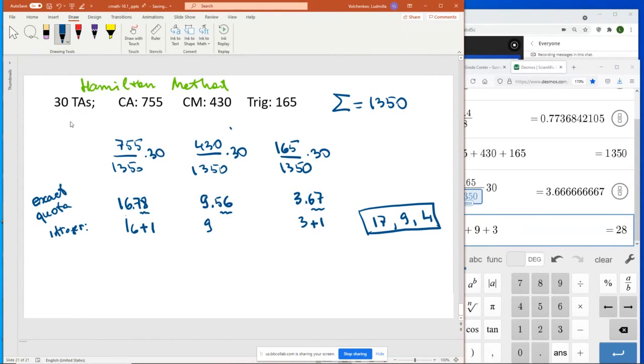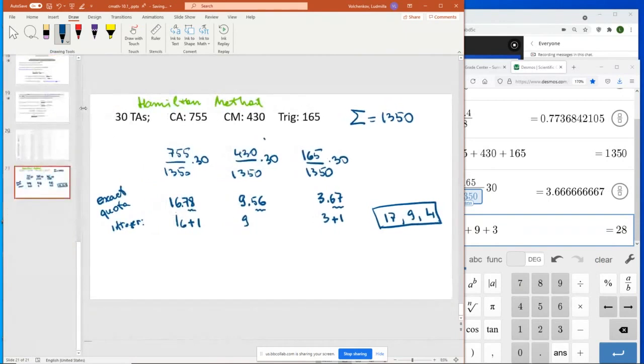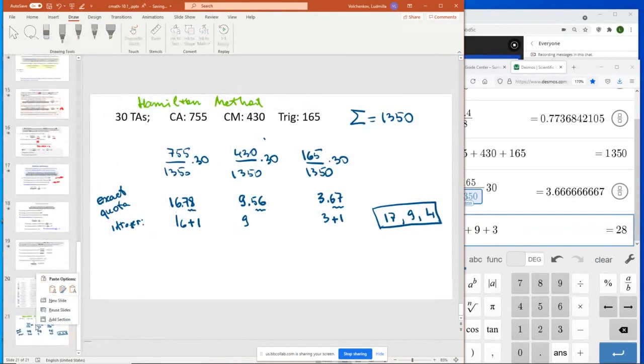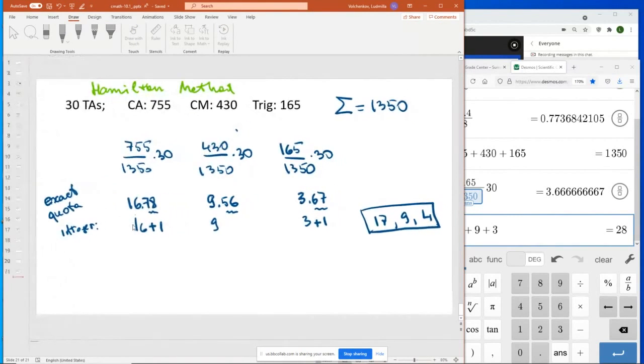Let us use the Huntington-Hill method, since we have time. Okay, it does not work for some reason. Okay, cannot copy the slide.